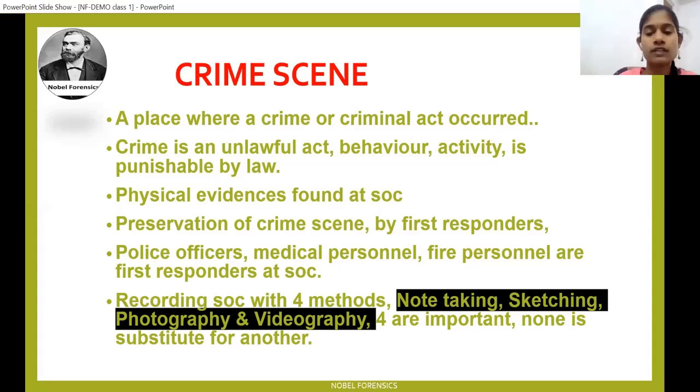None is a substitute for another. Those 4 techniques are note taking, sketching, photography, and videography. And this note taking should be from the first step of the crime scene analysis and processing to the last step. Then sketching, photography, and videography are done when the crime scene is in the undisturbed form, then taking photographs, videographs, and sketching. Then collecting the physical evidences.